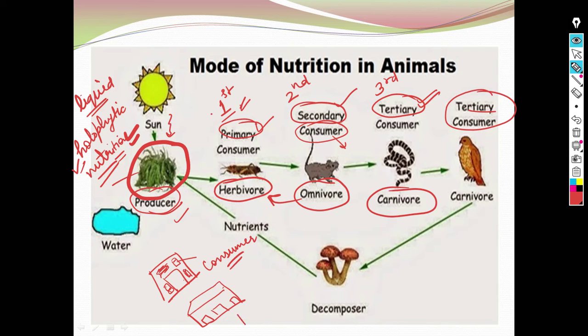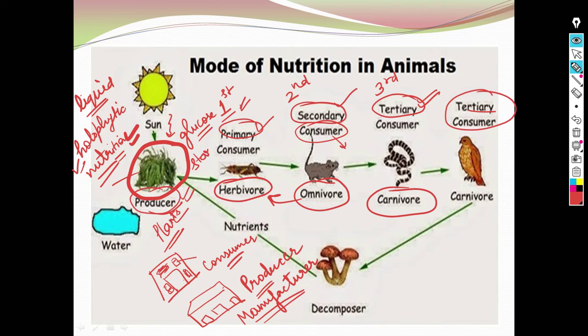So what do we call them? We call them manufacturer, or we call them producer. In the same way, here the organism which is producing energy is a plant. Clear? So plants are at the level of producer. They are the manufacturers of food. And food, as I told you, is glucose. The glucose or starch which is made by the plant. Glucose is made by the plant, and this glucose is then stored in the form of starch.